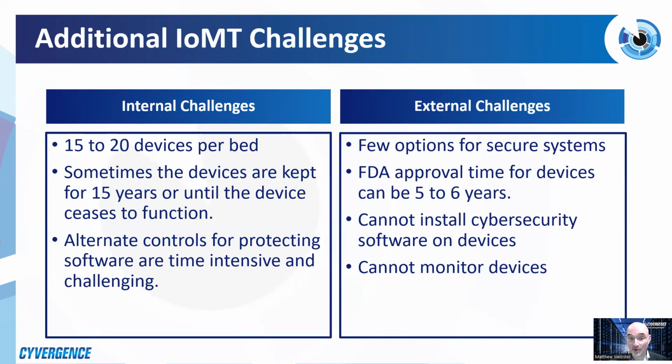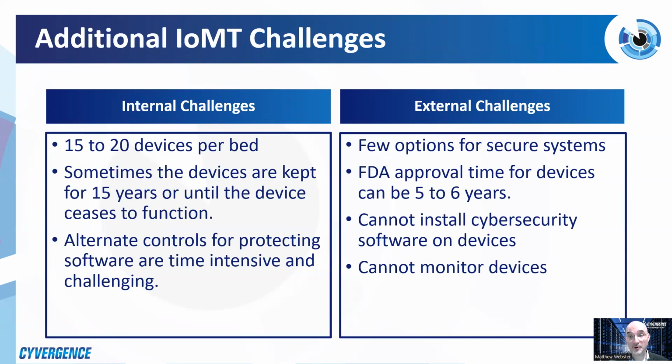There are alternate controls for protecting a lot of these things, but a lot of them are time sensitive and challenging in terms of trying to get the work done here. So just keep that in the back of your mind. When you're talking about external challenges, there are a few options for secure systems. Now, the FDA, and I'm going to talk about that a little bit later, does take a long time to approve devices. A lot of times this can be up to 5 to 6 years to get things done.